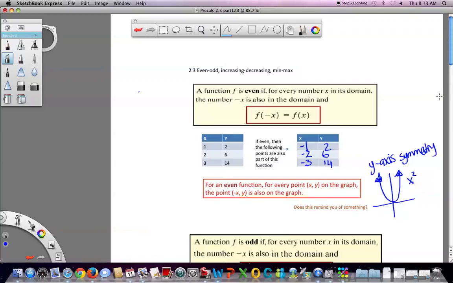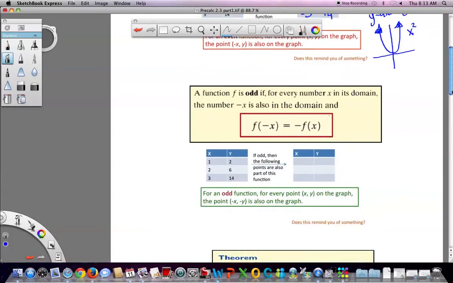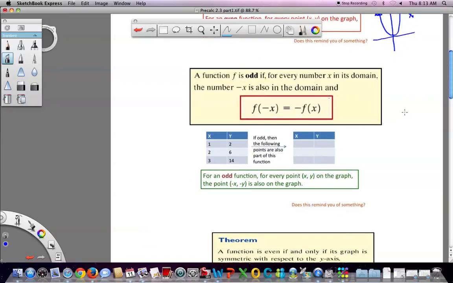Okay? A function is odd if for every number x in its domain, the number negative x is also in the domain, and f of negative x is the opposite of f of x. Well, that means the following: if you plug in 1 and you get 2, then when you plug in a negative 1, that's that negative x, you should get a negative 2, the opposite of what you got the first time. So at a negative 2 you would get a negative 6, and at a negative 3 you would get a negative 14.